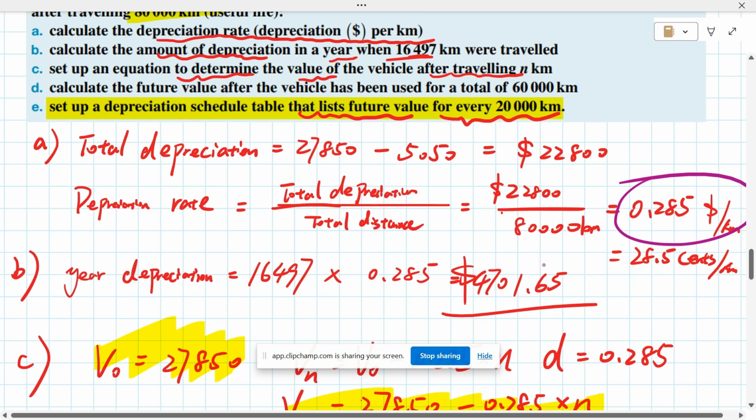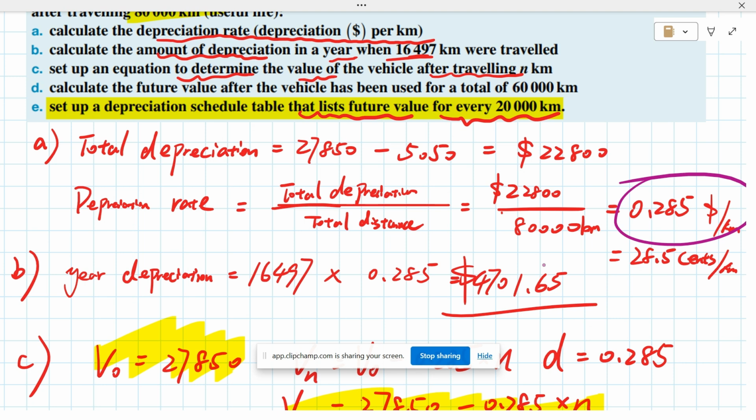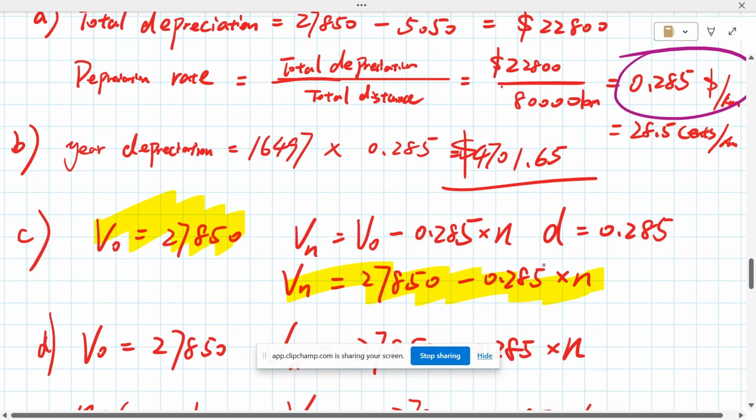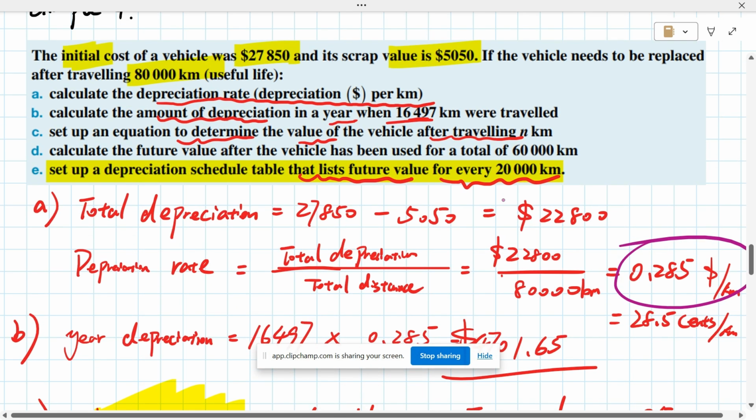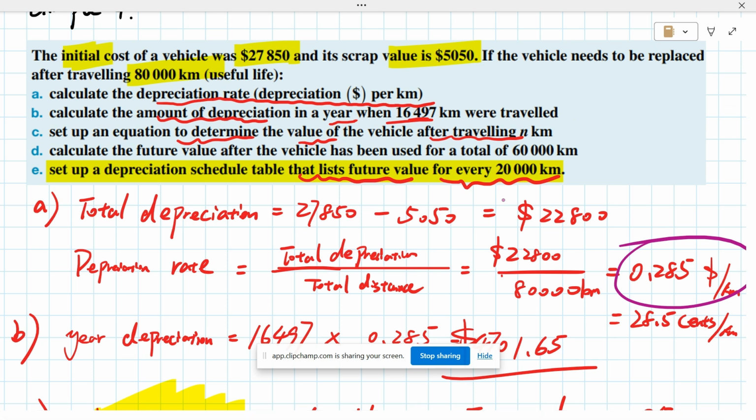The question is asking for the year's depreciation. You have 16,497 kilometers traveled, and that's the year's travel multiplied by your rate. That will be your total year depreciation. That's why we multiply by 28.5 cents. You get 4,701.